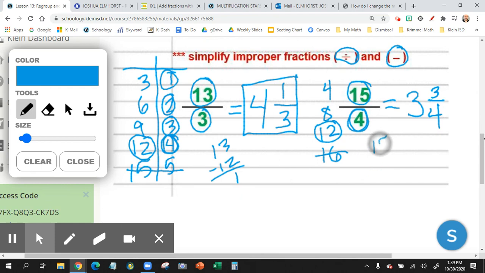So 15 divided by 4, we're going to have 3 whole numbers. And then 3 times 4 is 12. And then 15 minus 12, we're left with 3. So we divide 15 by 4, we get 3, and then we subtract to find our remainder. And so this fraction, 15 fourths, is equal to 3 whole numbers and 3/4 left over.